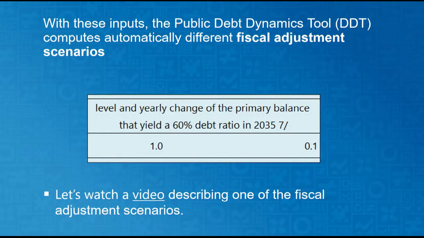Moreover, you can also incorporate second round effects to your projections into the additions to baseline assumptions for fiscal adjustment paths. Based on these inputs, the DDT computes automatically different fiscal adjustment paths, telling you which is, for example, the level and the yearly change of primary balance that yields that specific target you have specified in the year you have as an end of your adjustment period. Let's now watch a video describing one of the fiscal adjustment scenarios.